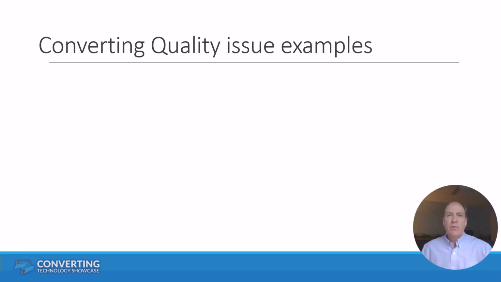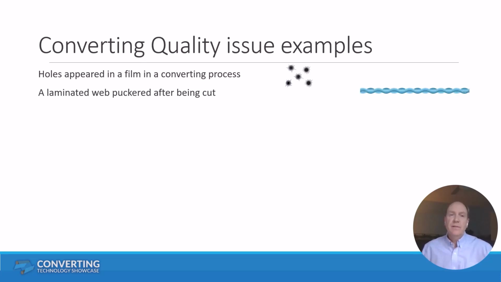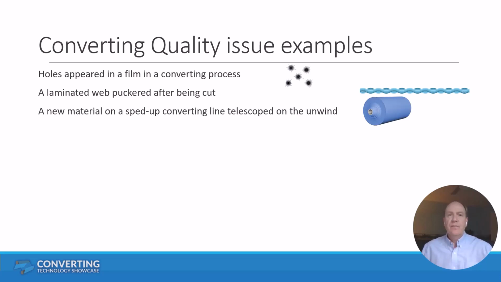Just some examples of quality issues I've had to deal with. One was a film that suddenly started to show holes in the film in a particular part of the process where there had been none before. Another case was a laminated web that when it was cut would pucker and curl in multiple directions. We had a new material that was put on a line that had recently been sped up and now had suddenly telescoped on the unwind.